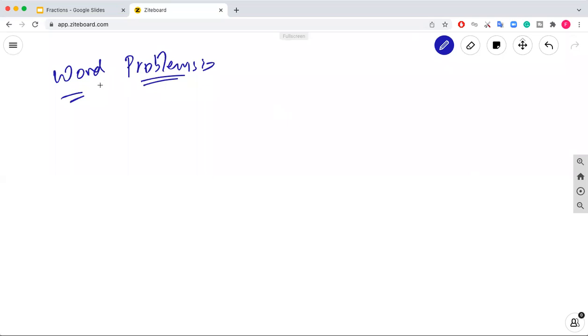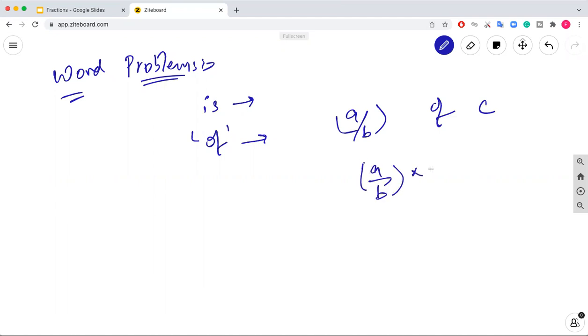We will discuss these using examples, just to give you an idea about two things you must see: "is" and "of". These two are very common words used in word problems, especially for fractions. For example, if I say A over B of C, what does this mean? This means A over B times C, right? So "of" is usually used for multiplication.